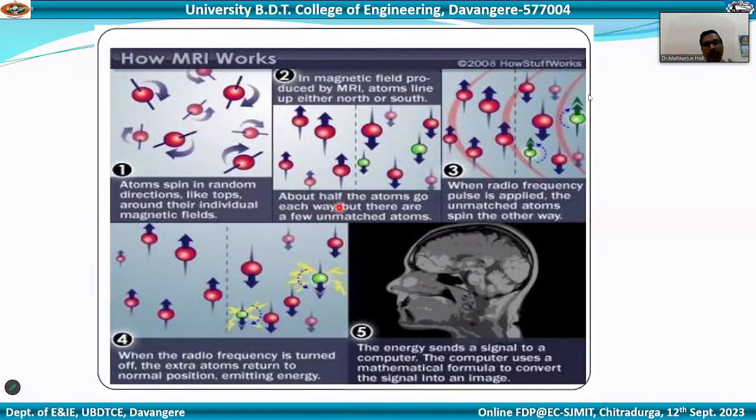But when you pass a magnetic field, certain atoms are going to align in one direction and certain atoms are going to align in the opposite direction. That creates a net magnetic field in one particular direction. Then we apply a radio frequency field, by which we tilt the magnetization by 90 degrees. They absorb the radio frequency, and immediately we remove the radio frequency. Afterwards, they get back to the original direction. While coming back, they emit a signal called the free induction decay signal. When you capture the FID signal, we can generate the image.